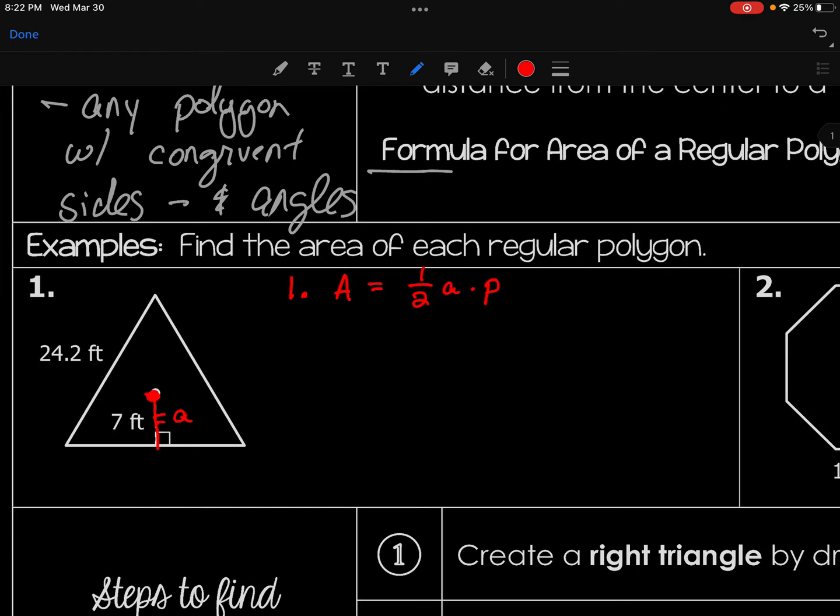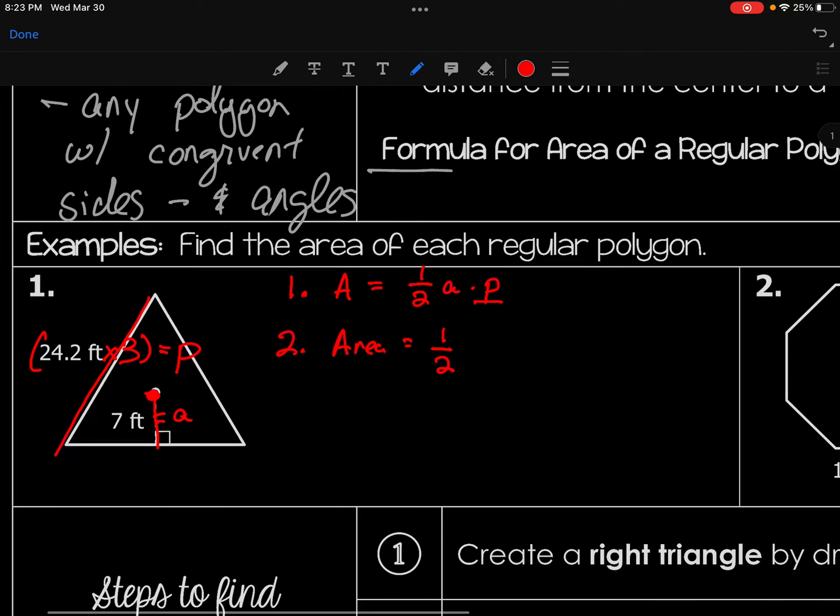Alright, now, how do we find the perimeter? Well, the perimeter, like I just talked about previously, is the side length times the number of sides, which is 3. So it's 24.2 times 3. That will give you the perimeter. So let's put that into the equation. Step number 2, substitute. So area is equal to 1/2 apothem, which is 7, times the perimeter, which is 24.2 times 3.